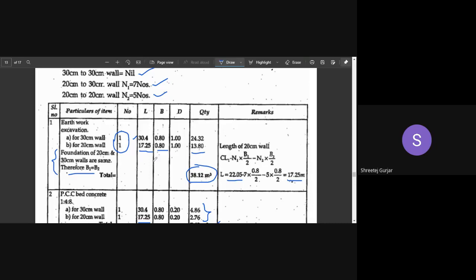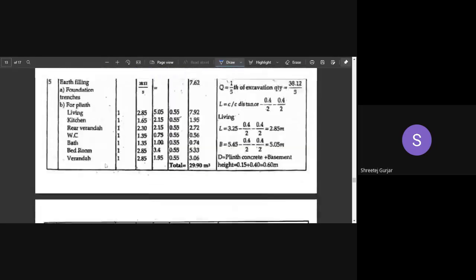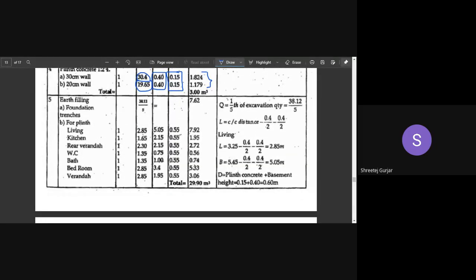So next, what we need to do is backfill whatever we have excavated. We constructed our size stone masonry, and the remaining volume or the gap that is left out, we have to backfill it. We have to fill it back with soil. So how do we do that? For that, we assume that the quantity is 1/5 of the excavation quantity.